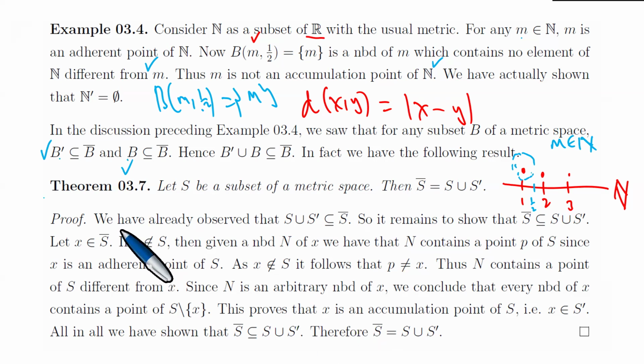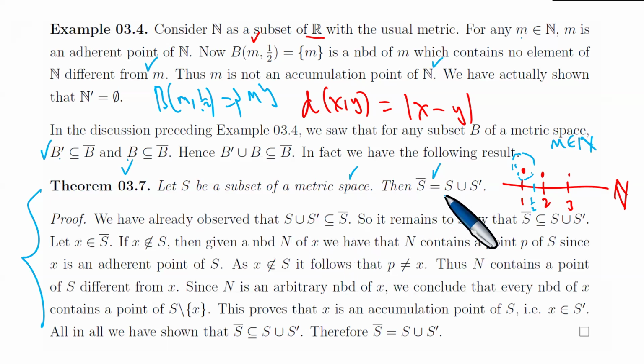Right, so now I want us to quickly go through this theorem and just try to make sense of it. Let's look at the theorem first. Let S be a subset of a metric space. What is S? It's just a subset of a metric space. Then the closure of S is the union of S with its derived subset. This is very important. It's an important theorem that gives us a formula for the closure.